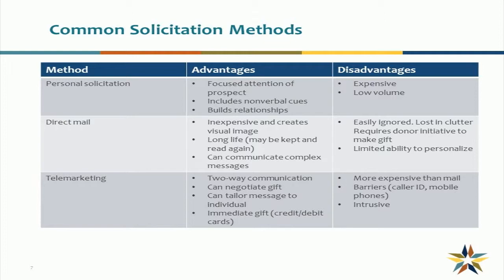Another method is telemarketing. Two-way communication can be an advantage. You can negotiate a gift, you can tailor your message to the individual that you're contacting, and you can sometimes get an immediate gift through credit card or debit cards. A disadvantage is that it's more expensive than mail. There is a lot of barriers like caller ID, and mobile phones have a lot of blocks now that's available to them, and it can be perceived as intrusive.